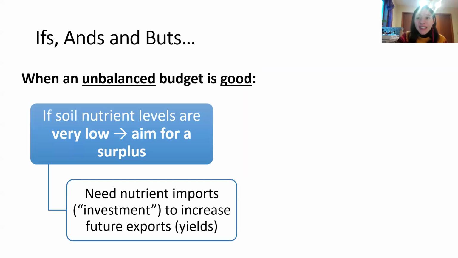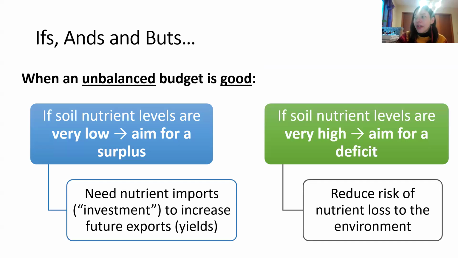And unbalanced budgets can sometimes be good. If we are very low, like I said in the beginning, we need to aim for a surplus. So building up that bank account, we need to invest into our soil. And if our nutrient levels are very high, we know that we're going to experience nutrient loss to the environment. So we want to aim for a deficit. We want to deplete that bank account. And maybe that means moving things from one field to the other.